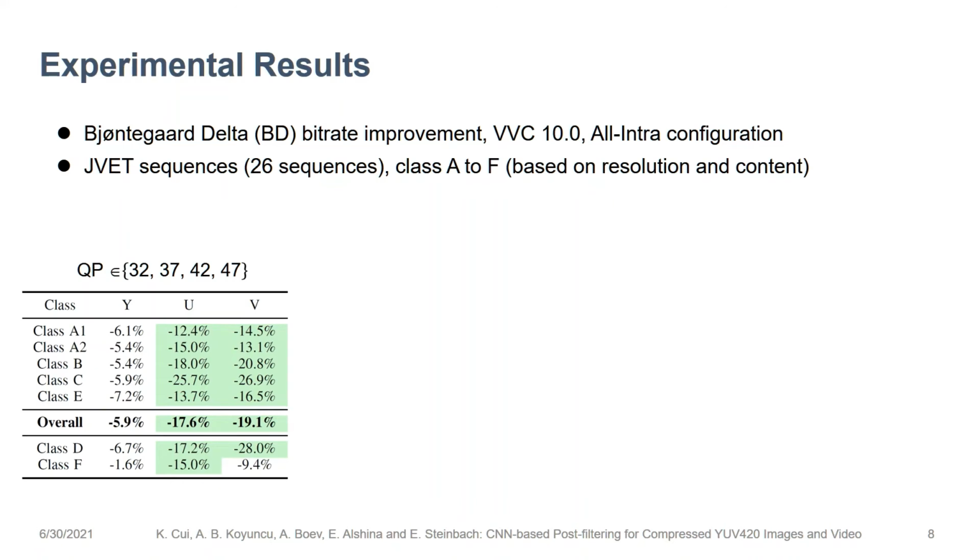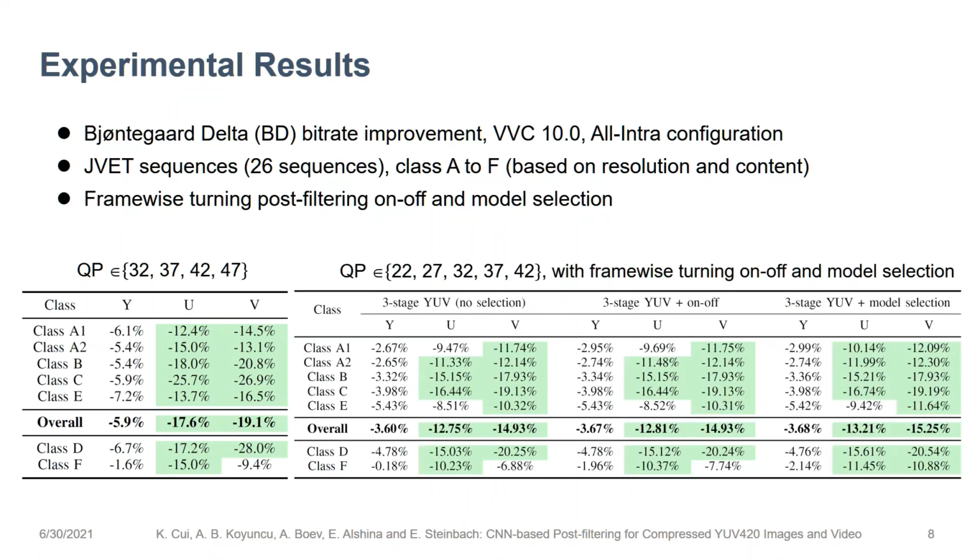Next, we also test another 5 QPs, 22, 27, 32, 37, and 42, which are mentioned in the JVET common test condition. For these 5 QPs, we can achieve 3.6% for Y channel, 12.75% for U channel, and 14.93% for V channel.